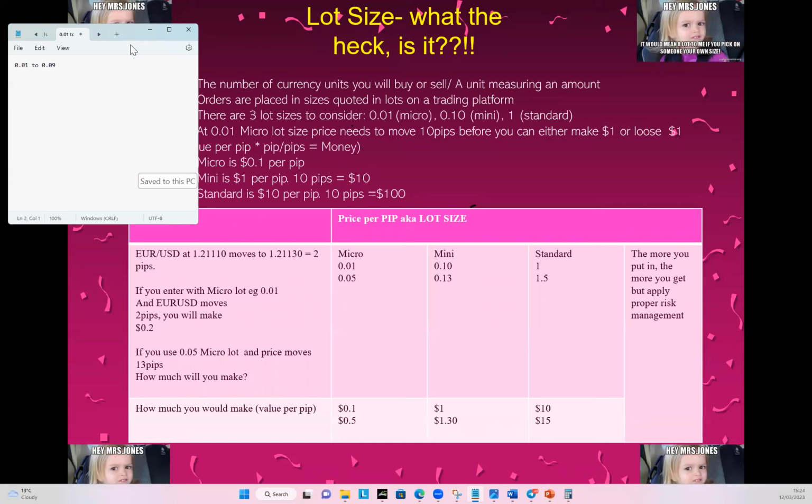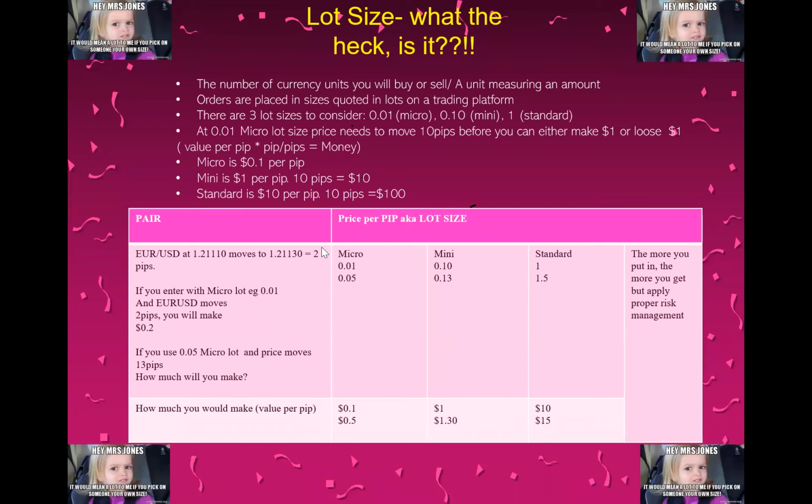And then you've got your mini, which starts at 0.10 and goes all the way to 0.99. And then you've got your standard, which starts from 1 and just keeps going, basically, till thy kingdom come. Okay? All right. So this is where you need to really pay attention, because it can be quite tricky. Okay. A micro lot. So this one, 0.01.